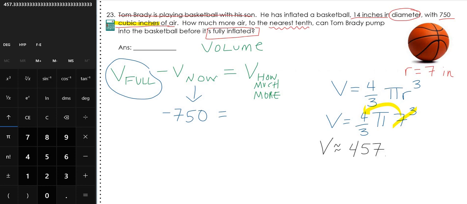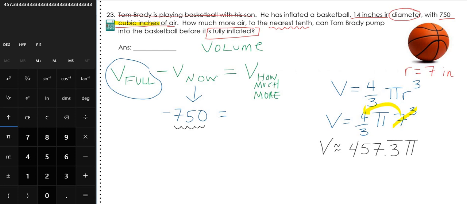Okay, so we have approximately 457.3 repeating pi, because I haven't multiplied pi in. Now I need to think, should I multiply pi in? Well, let me take a look at what I'm going to be subtracting. If I'm subtracting a regular number that doesn't have a pi, then I don't want to keep this in terms of pi. I want to multiply it in, because it doesn't help me by keeping the pi when 750 doesn't have the pi.